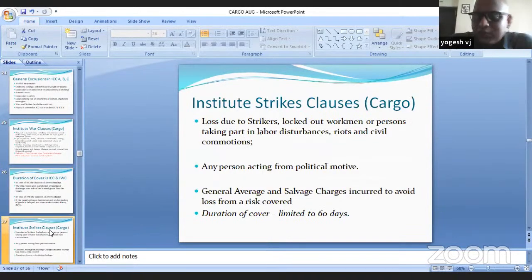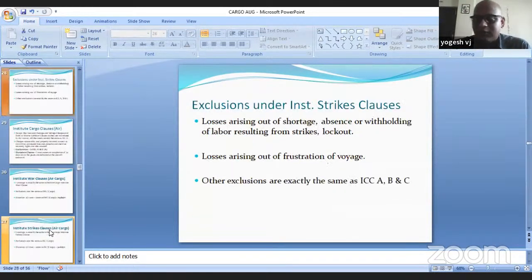These are some associated clauses. Institute Strikes Clauses Cargo cover losses due to strikers, locked out workmen or persons taking part in labor disturbances, riots, and civil commotions. Also any person acting from a political motive, and general average and salvage charges incurred to avoid loss from the risk covered. Everything is under Institute Strikes Clauses. Duration of cover is limited to 60 days.